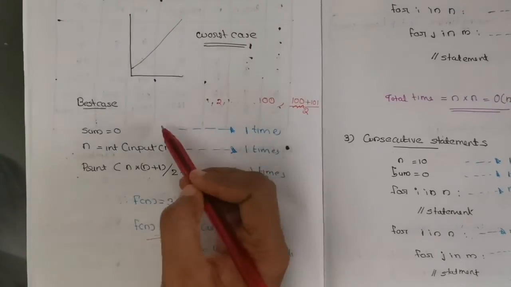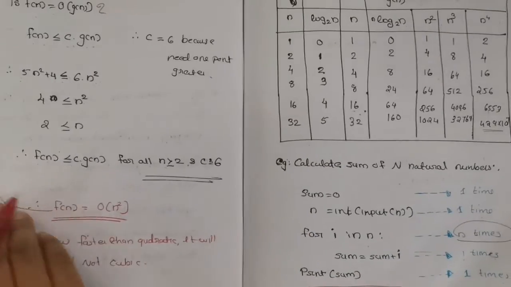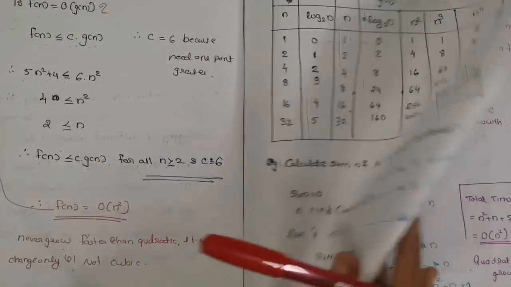So this is the best case as compared to when we are using a for loop. So still remember this concept, okay?